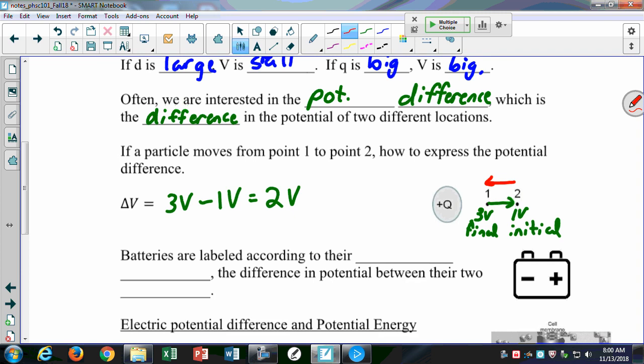Negative. A negative charge. So if I had a negative charge, Kate, I haven't forgotten you, I'm going to come back to you in just a second. If I have a negative charge, it'll move from 1 to 2 volts. And in that case, delta V would be 1 volt minus 3 volts, equal to negative 2 volts. It gets a little funky with negative charges because everything's opposite. But it moves from an initial position of 3 volts to a final position of 1 volt, and so it has a potential difference of negative 2 volts.